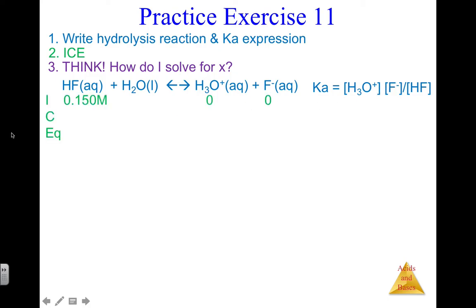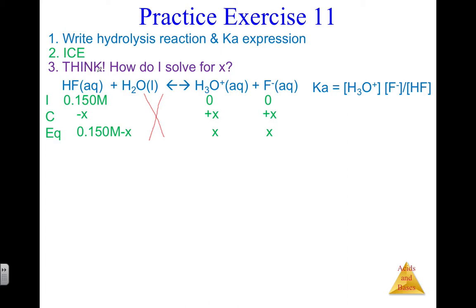Point 2, ICE, where you plug in your initial values. Nothing is mentioned about hydronium or fluoride, therefore there is 0. The change, minus x, plus x, plus x. Again, there's no number in front of the x's because our mole ratio is 1 to 1 to 1. And equilibrium, I plus C equals E. Water, again, is not involved in the Ka expression. We don't need to consider it for our icebox, so I just like to put an X down there.